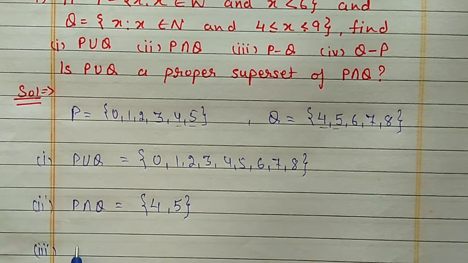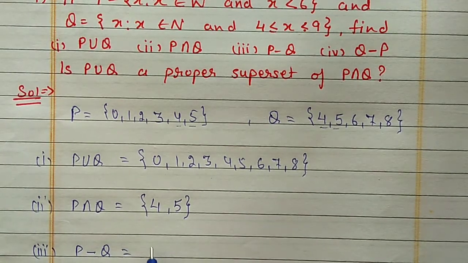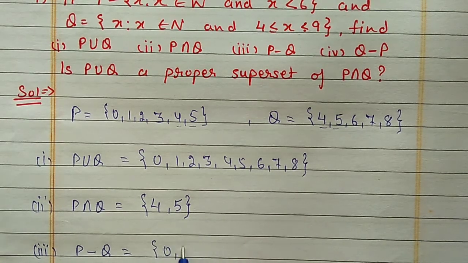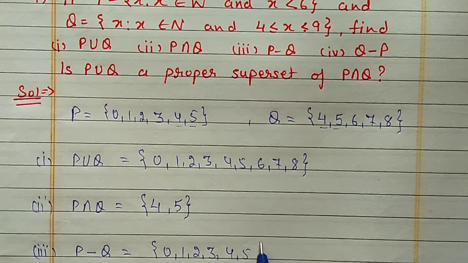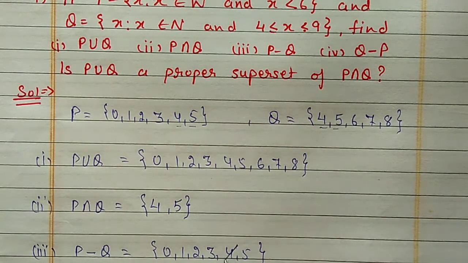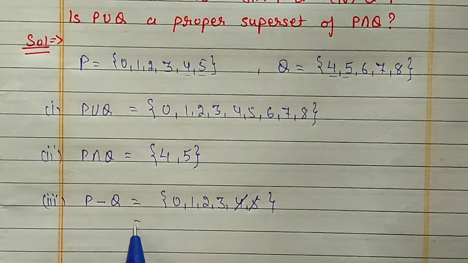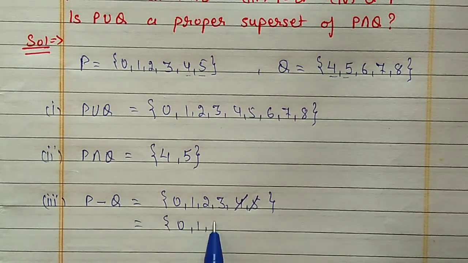Third, we have P difference Q. So P difference Q means first write P and then less the elements of Q. So 4 and 5 we have to remove. So remaining 0, 1, 2 and 3 is P difference Q.